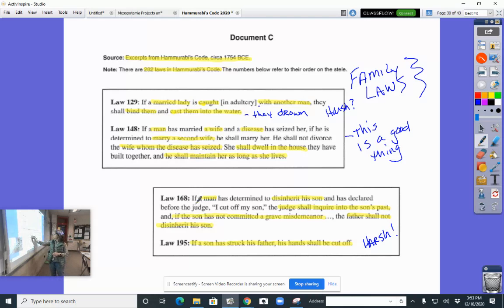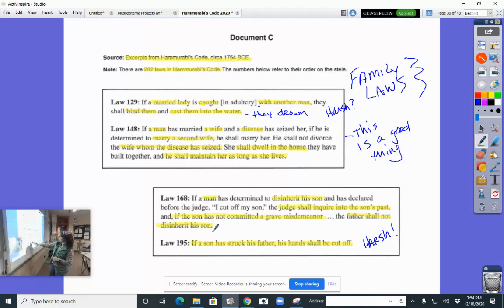Law 168: if a man wants to disinherit his son, meaning he wants him to not get any of his stuff after the man dies, he has to go before a judge and tell that judge why he wants to cut his son off. The judge is going to ask about it. And if the son has not committed a grave misdemeanor, the father cannot disinherit his son. Again, another example of Hammurabi making sure that those who can't take care of themselves are taken care of by the law.